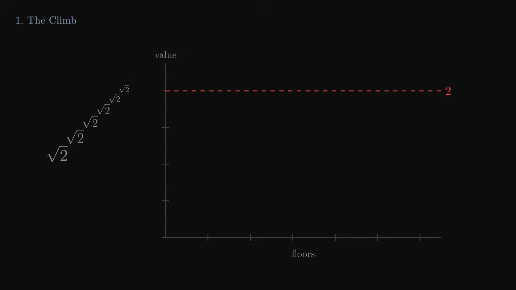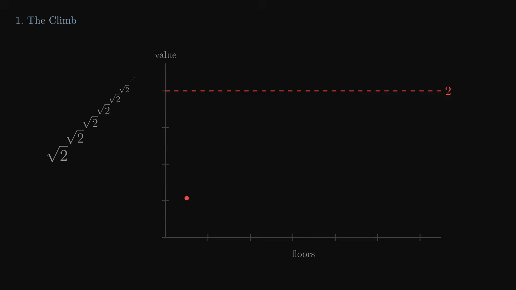Start with the square root of 2, a number just past 1.4, and stack it on top of itself. The square root of 2 raised to the square root of 2, raised to the square root of 2, and keep going upward without stopping. At first, it looks hopeless. Each new floor makes the tower taller, and a tower that never stops getting taller sounds like it should race off to infinity.